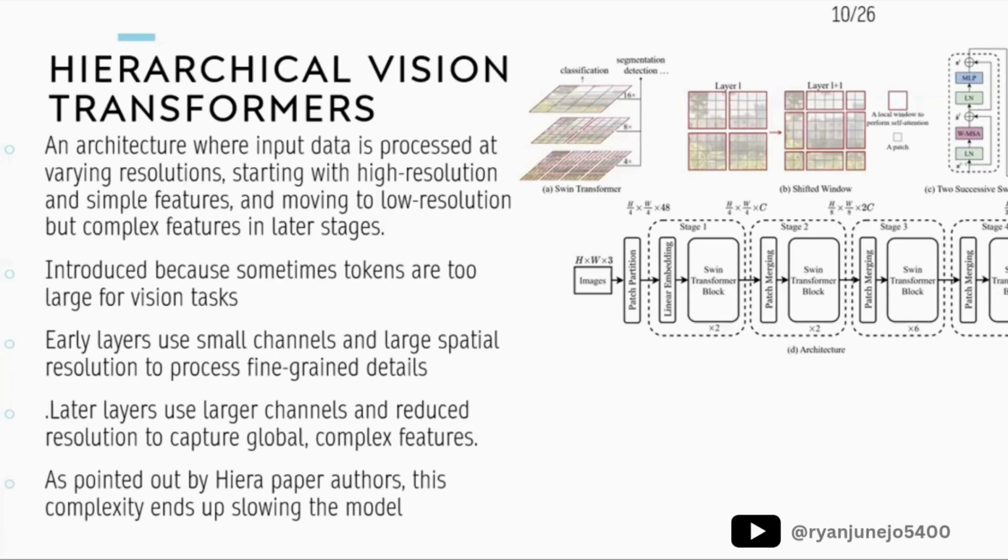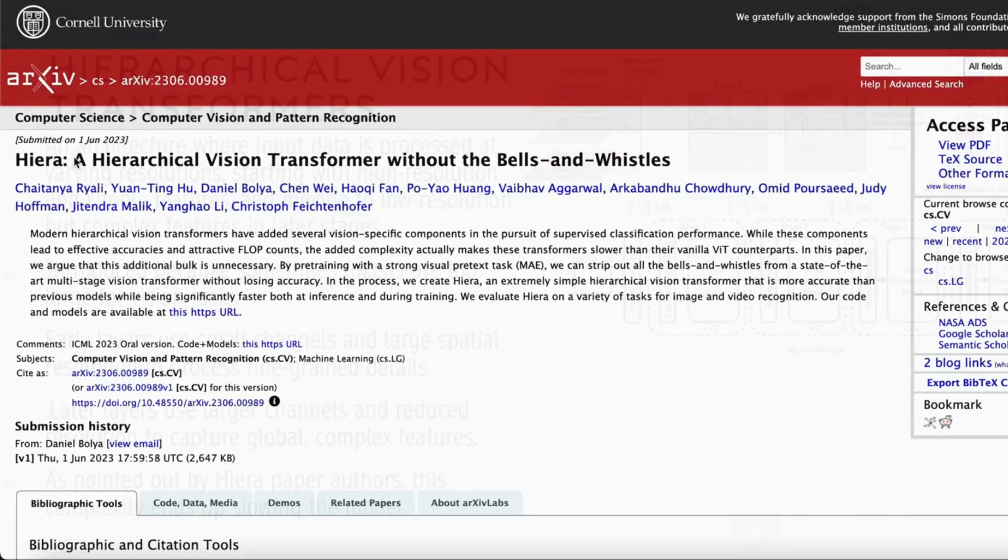Right, now we're going to go on to the hierarchical vision transformer. This is an architecture where the input data is processed at varying resolutions, starting with high resolution and simple features, and then moving to low resolution but complex features in the later stages. Due to its hierarchical design, Hiera can provide multi-scale features, which are specifically useful for decoding objects at different levels of detail. Let's look at the memory attention mechanism.